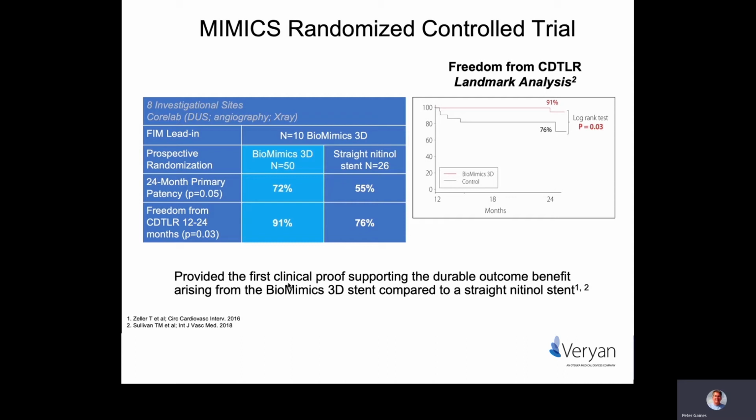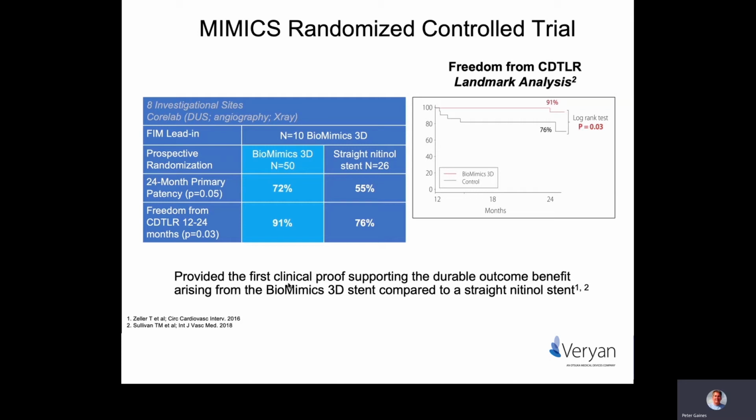The trial had an independent core lab that adjudicated ultrasound, angiography, and plain X-rays. At 24 months, there was a clear benefit in primary patency in favor of those patients receiving the BioMimics 3D stent. 72% were patent compared to 55% who received the straight stent.